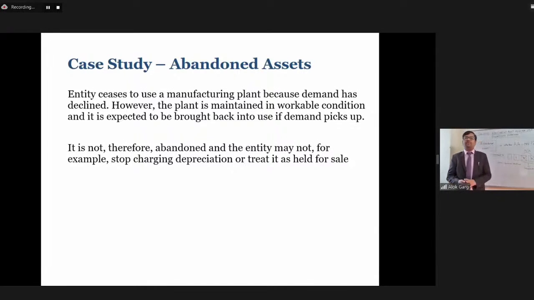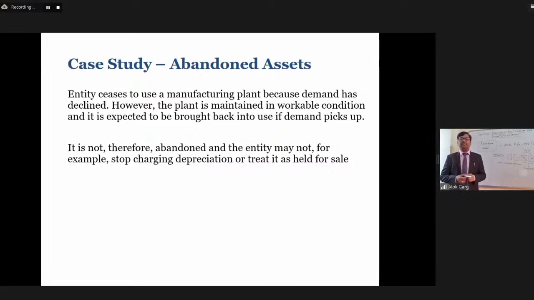An entity ceases to use a manufacturing plant because demand has declined. However, the plant is maintained in workable condition and is expected to be brought back into use when the demand rises. Hence, it is not abandoned, and the entity may not, for example, stop charging depreciation or treat it as held for sale. This plant will not be treated as held for sale because the entity does not want to sell it. The entity wants to use this plant in future when the demand comes, and depreciation is going to be charged on this particular plant.